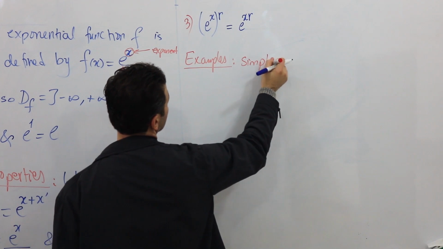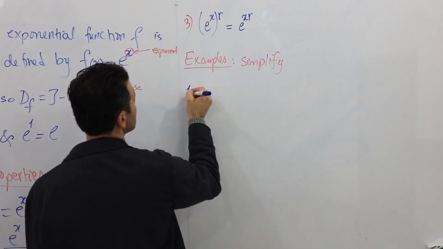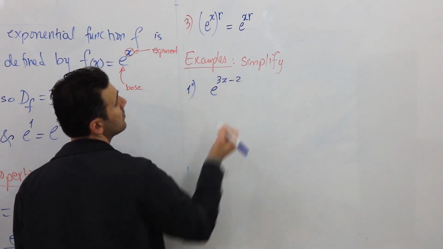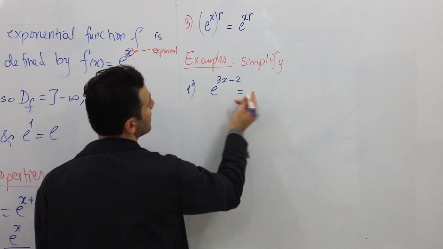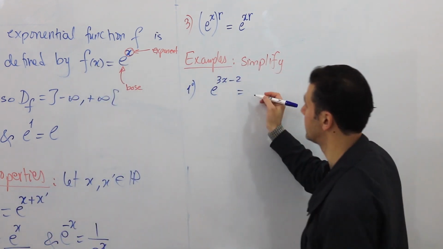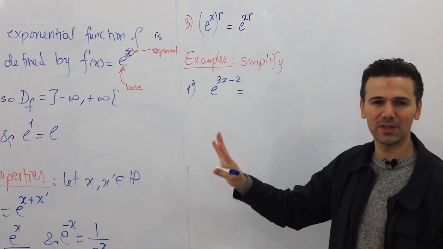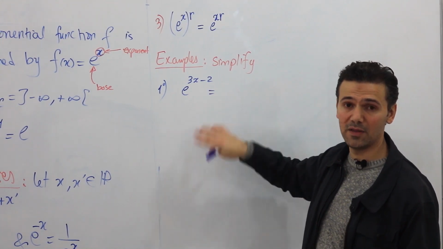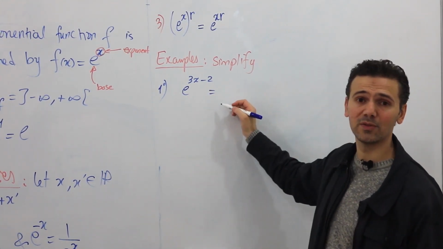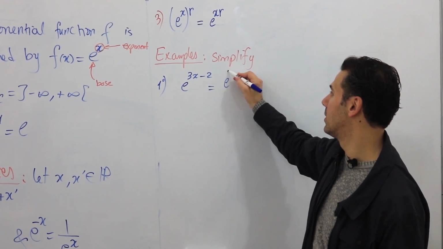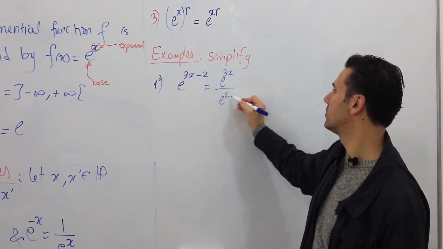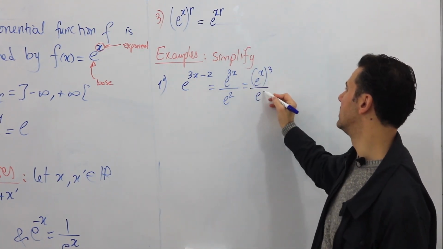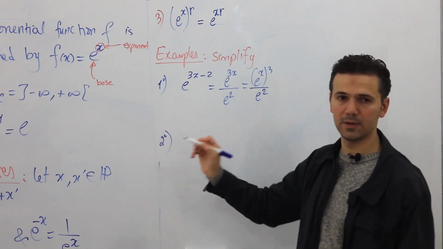Simplify. First example, let's say if we have e to 3x minus 2, we can split this according to this property. I advise you in this case to pause this video and try to do these examples yourself and then play it back to check your answers. e power 3x over e power 2, which is e power x to the power 3, as this property says, over e squared. Okay? Easy, isn't it?